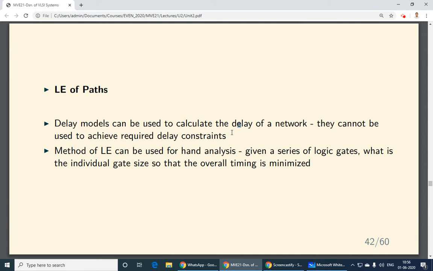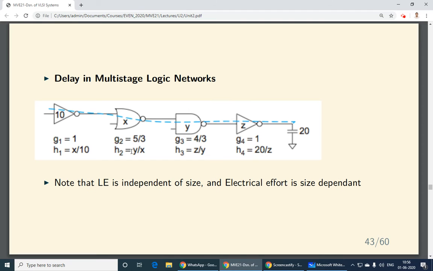Okay, so it's very simple, just extend it directly. We have a series of gates, for example, here, and what we know is this number G1, G2, G3, G4. And remember what we discussed, the X, Y, Z, the size of the gate, don't determine the value of the logical effort. They can be anything. If it is a two input NOR gate, the logical effort G2 is always 5 by 3. That is why we can write this number without knowing X.